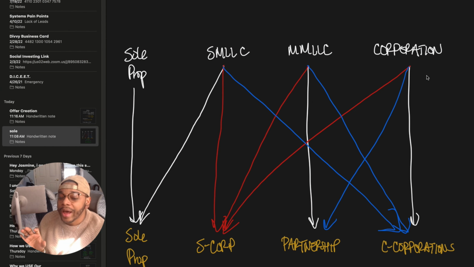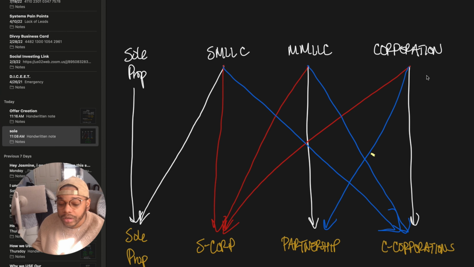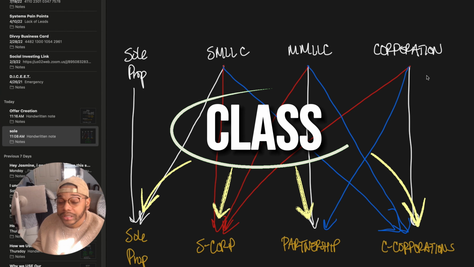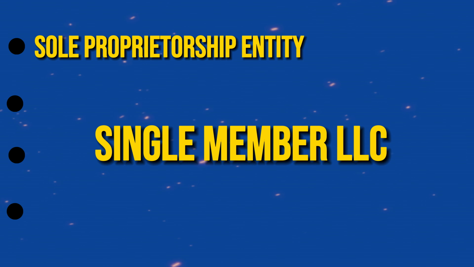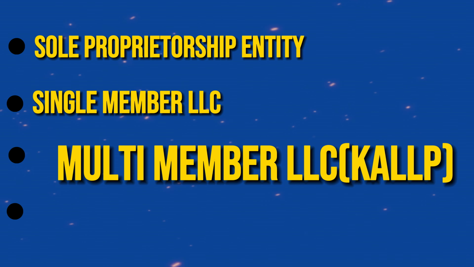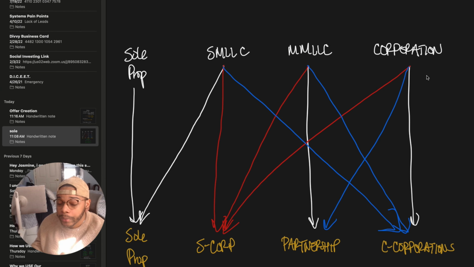So if you're creating an entity, I want you all to actually learn what class you want to have your entity as, okay? So there are different types of entities, and there are different types of classes. Everything in white at the top is an entity, and everything yellow at the bottom is a class, okay? So you have a sole proprietorship entity, a single member LLC, a multi-member LLC, aka an LLP, and then you have a corporation. Okay, those are all entities.